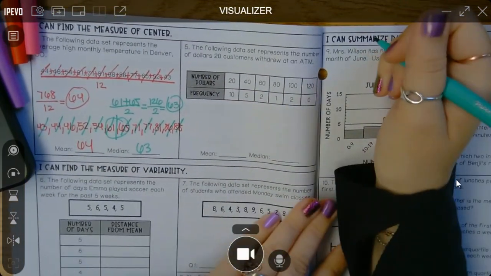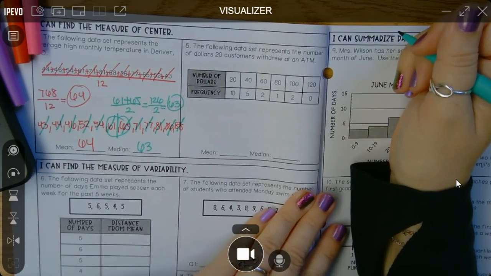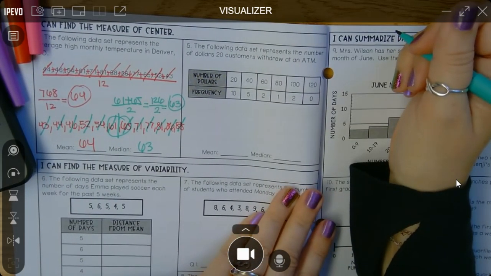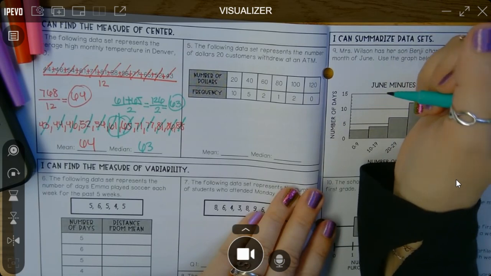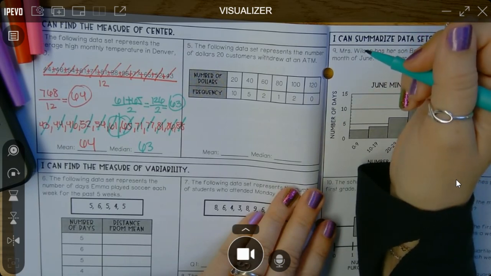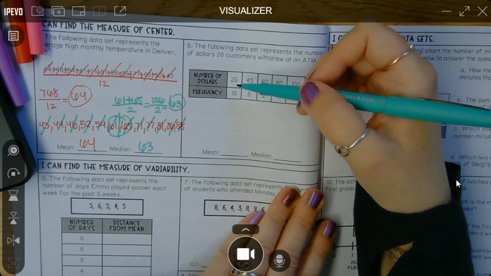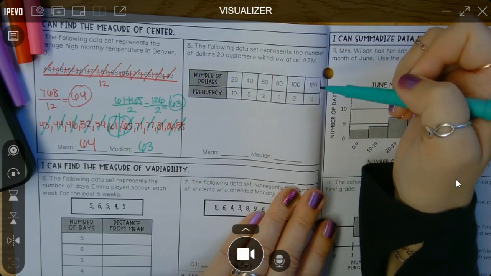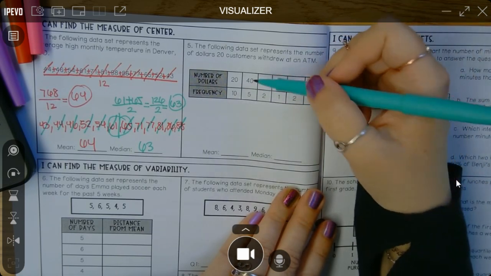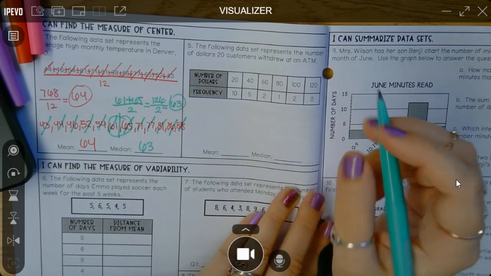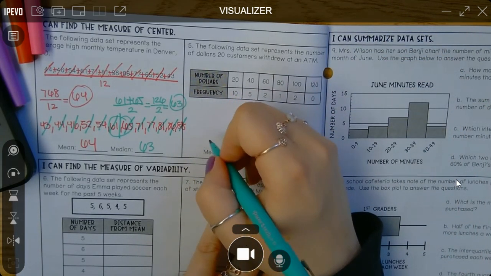Let's see this one. The following data set represents the numbers of dollars 20 customers withdrew at an ATM, and they want you to find the mean and median of these. The only problem is it's not just 20, 40, 60, 80, 100, and 120. It's 20, 10 times. So you could write out 20, 10 times.